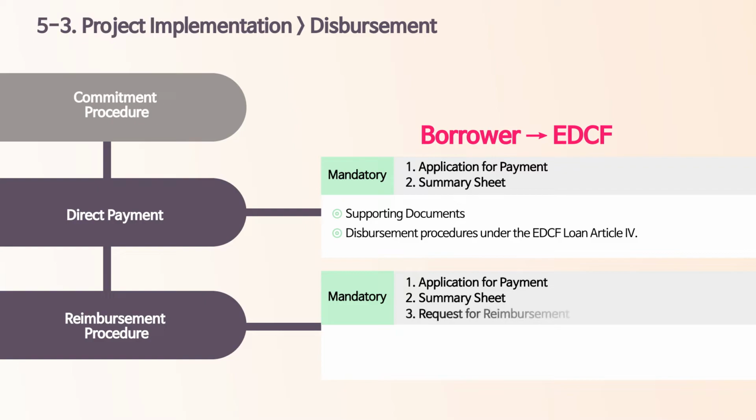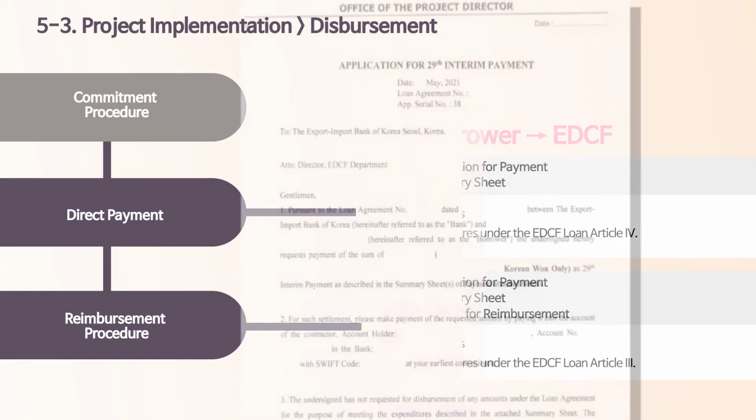Under the reimbursement procedure, the borrower makes payments to the contractor. And after that, the borrower requests EDCF to make reimbursement for the amount actually paid. Therefore, the borrower should submit application for payment and summary sheet, along with the request for reimbursement. Relevant supporting documents are required as well.